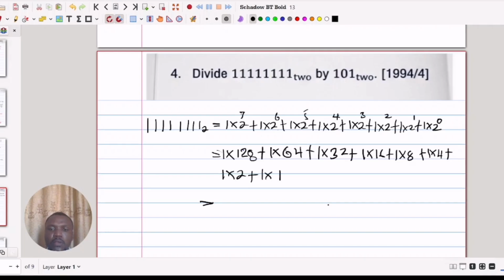So you're having 1 times 2 to the 7, that will be 128. Plus 1 times 64, that will be 64. Plus 1 times 32, that will be 32. Plus 1 times 16, that will be 16.